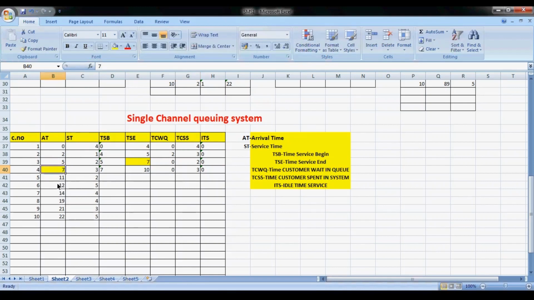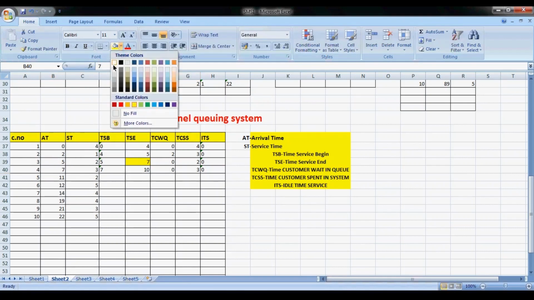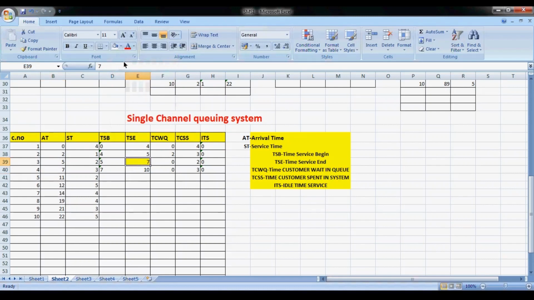So next, the customer is coming at 11, the server is going to finish the operation at 10. Now we will see out of these two, the maximum is 11, so I will write time service begin is at 11 for the fifth customer. So time service end for the fifth customer is time service begin plus service time, so 11 plus 2 is 13, that is time service end.